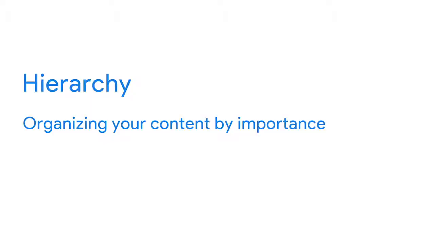You might have guessed that the hierarchical model gets its name from the word hierarchy. In UX design, hierarchy means organizing your content by importance. What's the most important and what's the least important? And how do you connect this content together?